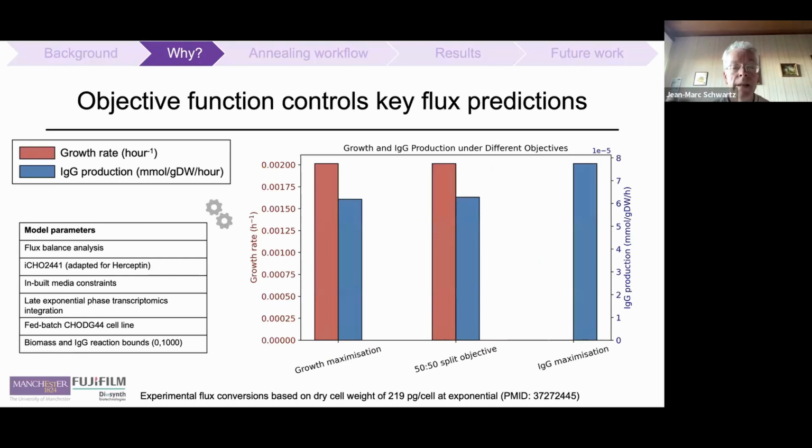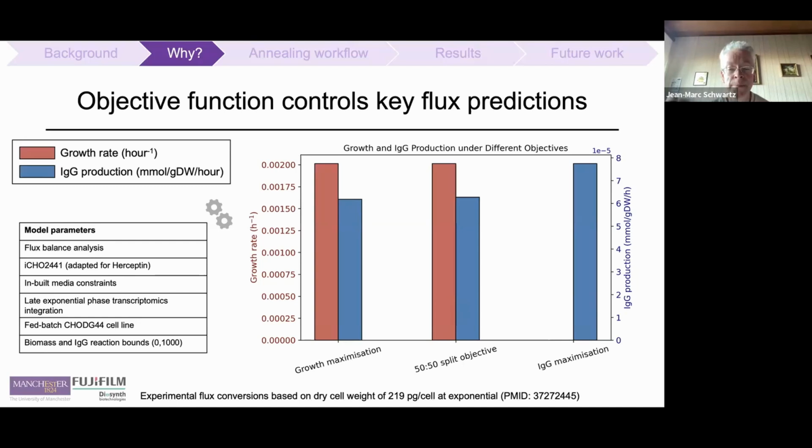So this result shows why it's absolutely crucial to have the right objective function. Here are just three examples. On the left, you can see that if we use growth maximization, we predict by FBA a certain amount of growth, which is about 0.002 here, and a certain amount of IgG production. But if we switch the objective to IgG production, then there is a bit more IgG production, but there is no growth at all. So this is not very realistic either.